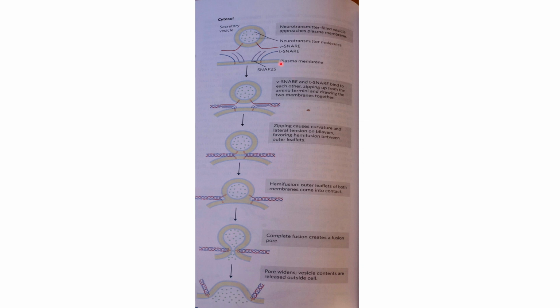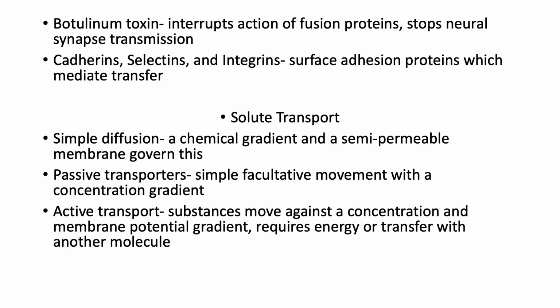So the mediating components are the V snare and the T snare, and this is the method by which neurotransmitter particles are released from the cell. Some elements of this are of critical import. Botulinum toxin interrupts the action of these fusion proteins and stops neural synapse transmission. You also have cadherins, selectins, and integrins. These are surface adhesion proteins which mediate transfer.